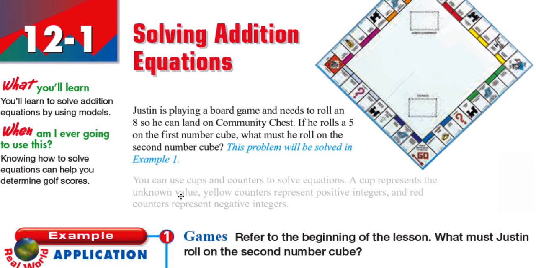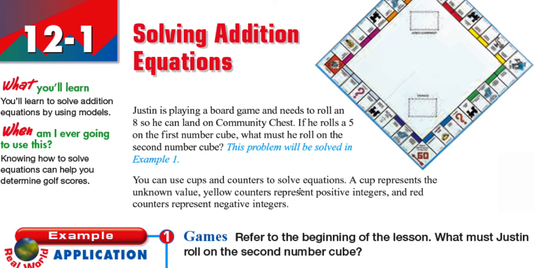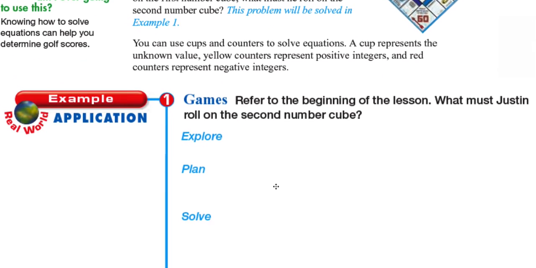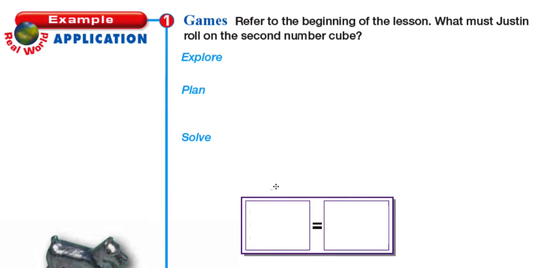Okay, so you can use cups and counters to solve equations. A cup represents the unknown value, so that will be our variable. Yellow counters represent positive integers, and red counters represent negative integers. So let's see how we can use cups and counters to solve this equation, and I'm going to tell you the property that's associated with this lesson.